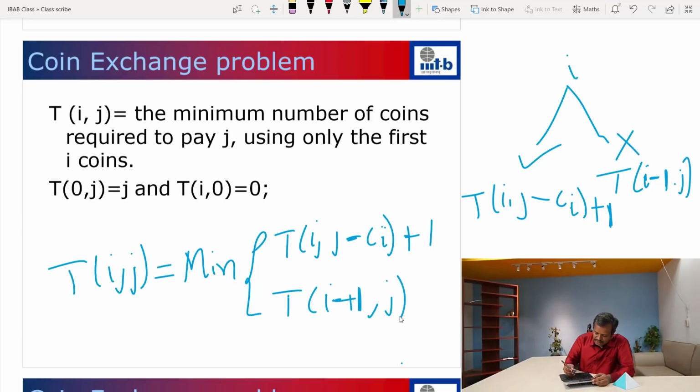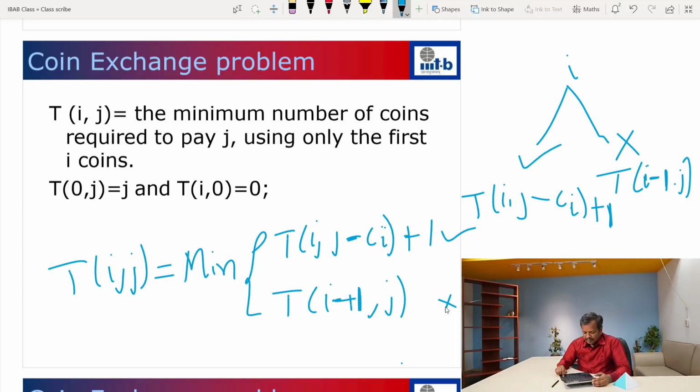So, the entire thing should be paid using the first i minus 1 coins. So, the recursion that I am going to get is T of i minus 1 comma j. So, the recursion is T of i comma j is equal to the minimum of T of i comma j minus c of i plus 1, or T of i minus 1 comma j. This is the case when I decided to use the ith coin, and this is the case when I have not used the ith coin.